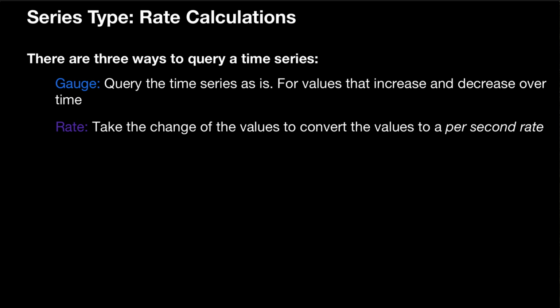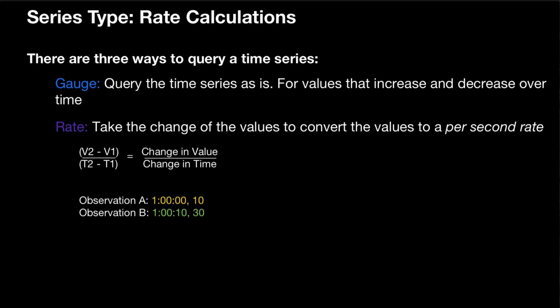We can also calculate a rate. With that, we take the change of values to convert the values to a per second rate. The formula for this is to take the first observation's value and subtract that from the second observation's value, and we divide that by the first observation's time subtracted from the second observation's time. What this gives us is the change in value over the change in time.